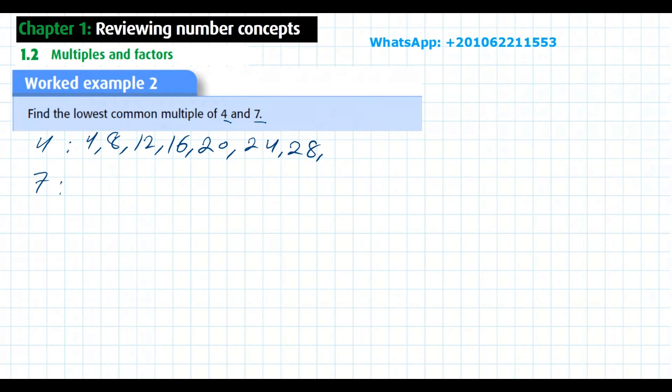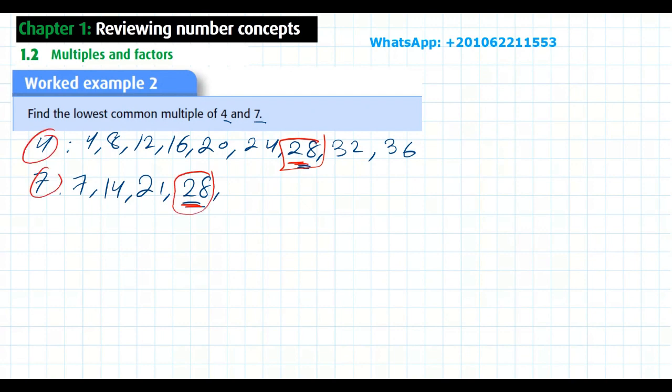And after that, let's see what's after 24, which is 4 by 7, 28, and 4 by 8 equals 32. 4 by 9 equals 36. Same for 7, then 14, then 7 by 3 becomes 21, 7 by 4 becomes 28. Yes, we found 28 and 28. And this number is the lowest common multiple. Then the lowest common multiple of 4 and 7 should be, as a result, 28.